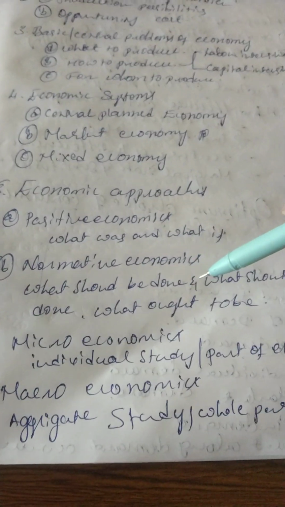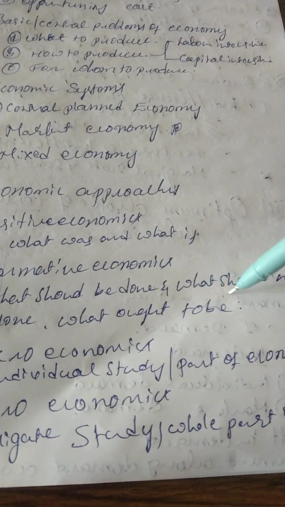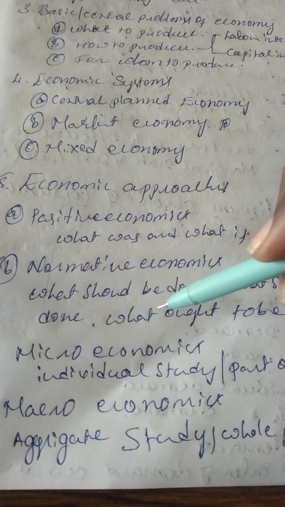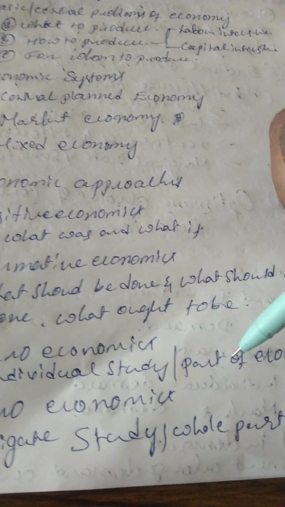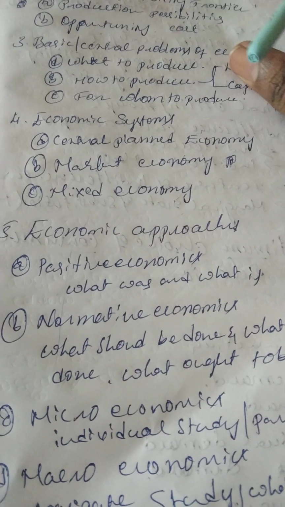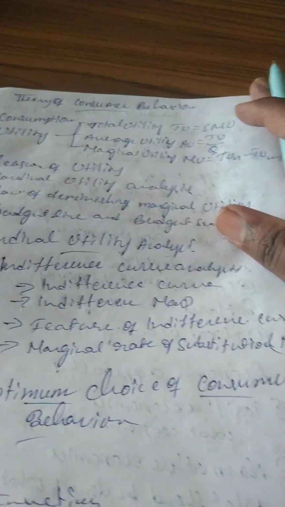Then microeconomic approach, it studies individual or part of an economy. Macroeconomic approach, it studies aggregates or the whole of the economy. So this is what I taught you in the previous videos about the first lesson of second PUC.